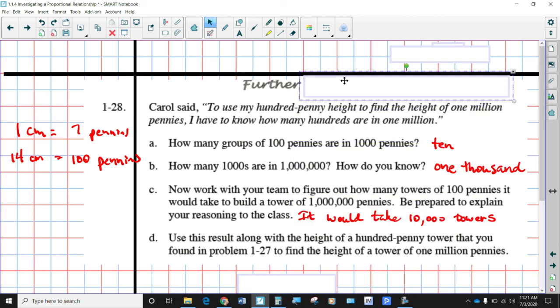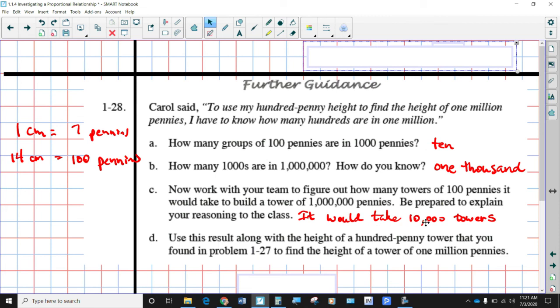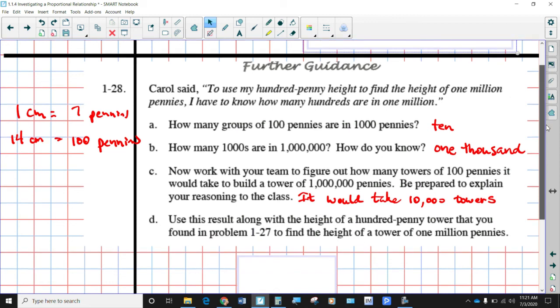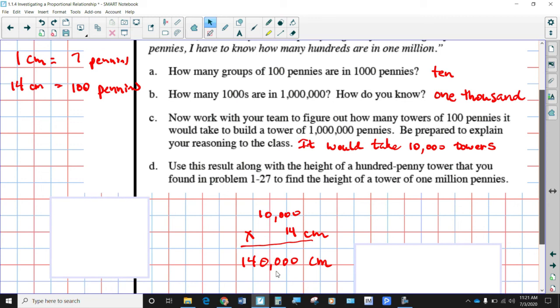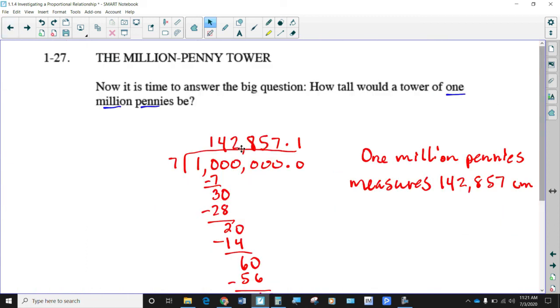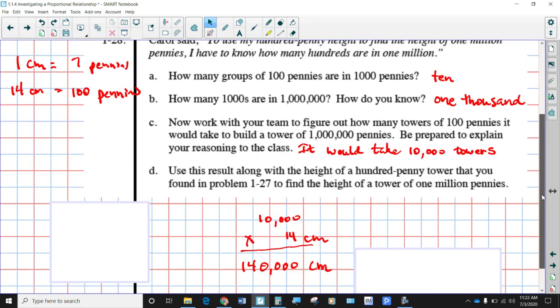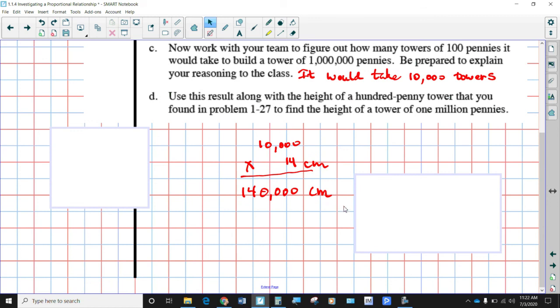That would be a total of 10,000 towers. So if every tower has 14 centimeters, we multiply 14 times 10,000, that means it's going to be rounded off, of course, to 140,000 centimeters. Now, how close does that come to our answer here when we did the division? Remember, we rounded off to 14 instead of having it be 14.2857. So it's a little less accurate. We rounded down. 140,000 compared to 142,000, pretty close.